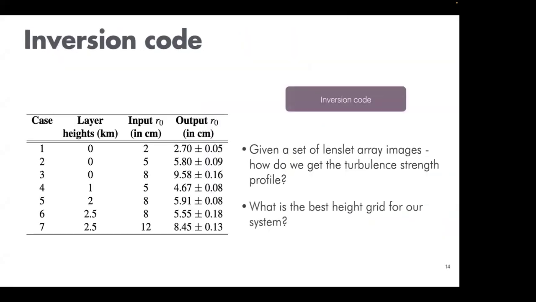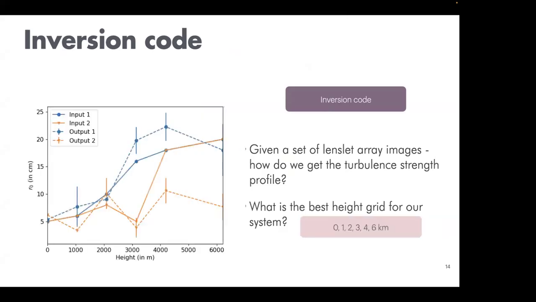We first didn't start with a multi-layer model. We started with a single layer of turbulence at different heights, gave that as input, and saw if our code was able to retrieve it back. Then we increased it to 2 layers, 3 layers, and eventually ended up with a 6-layer model. And like I said, one property of this method is that your sensitivity goes down as a function of height. So we see that at the 6 kilometer layer, our sensitivity is poor.